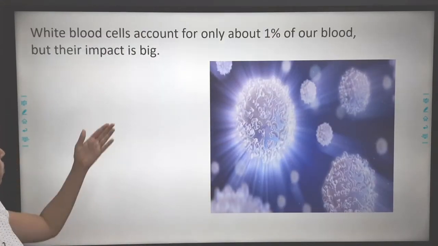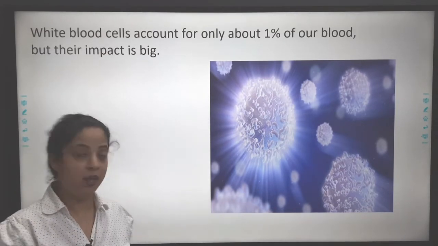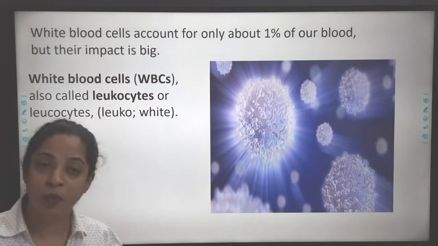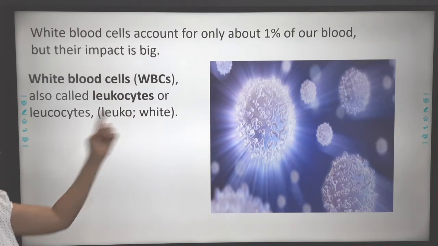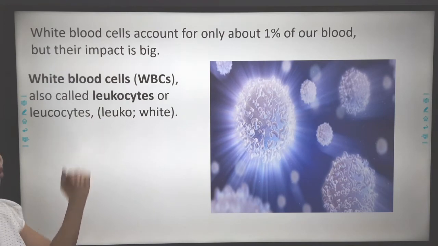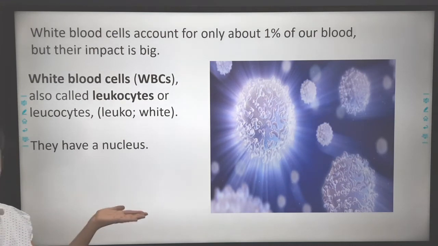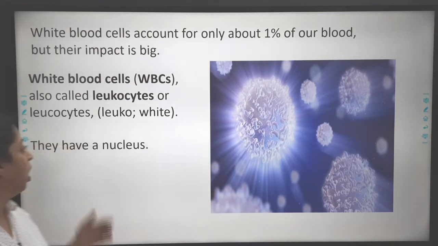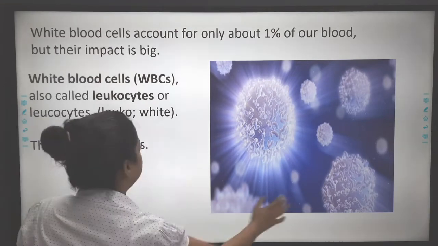So as I already told you, the white blood cells account for only about 1% of our blood, but their impact is very big. The white blood cells are also known as leukocytes. See, there is a spelling: leukocytes and also leukocytes. So both of them mean the same. Leuko means white. Now children, the WBCs have a nucleus. In our last lecture, we studied that red blood cells are without a nucleus. They are enucleated, but WBC have a nucleus. So this is one of the major differences between both of them.